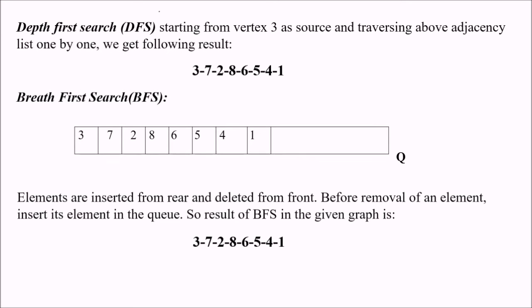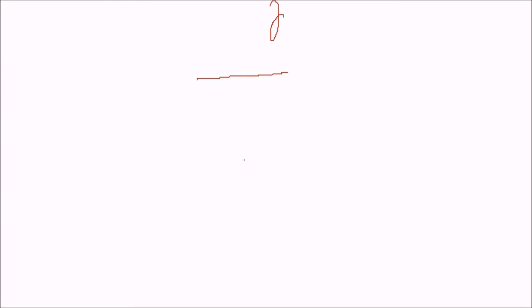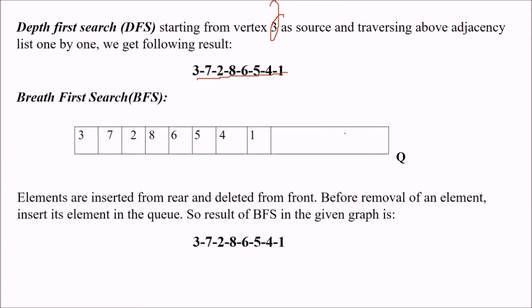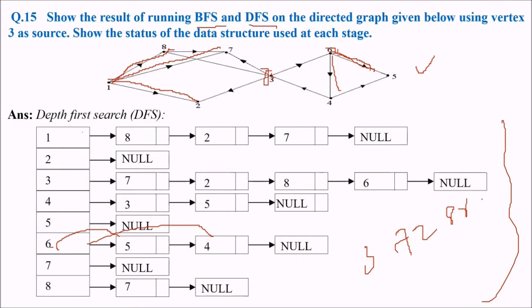Now the other is breadth first search. We start from vertex 3 as source and traverse above this. We are just going through the adjacency list one by one. We get the result as 3 7 2 8 6 5 4 1. So first is our 3.